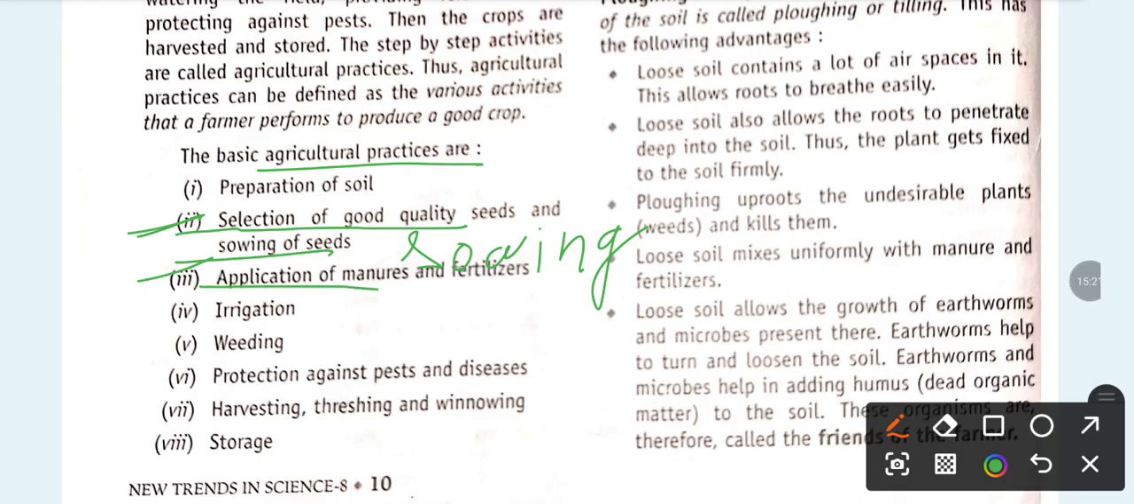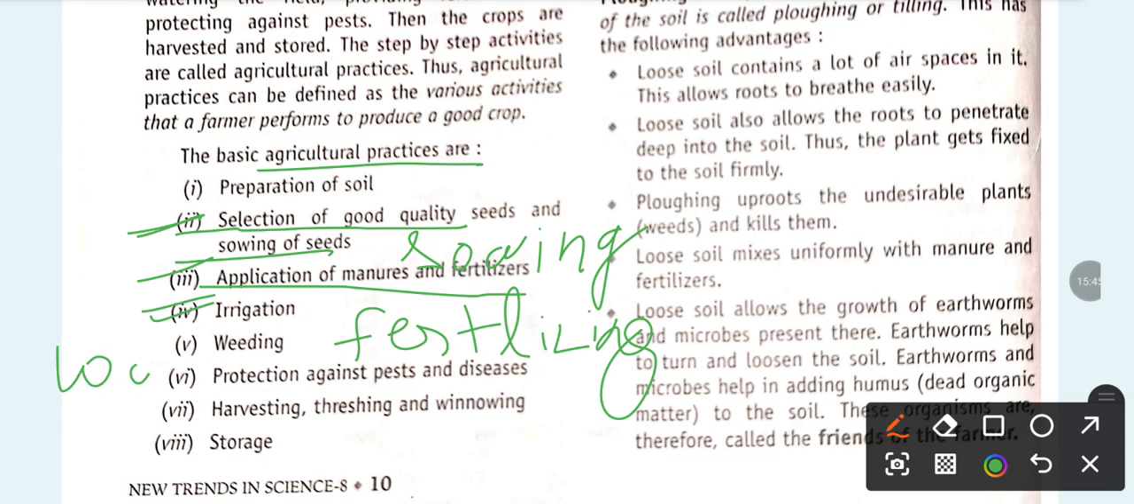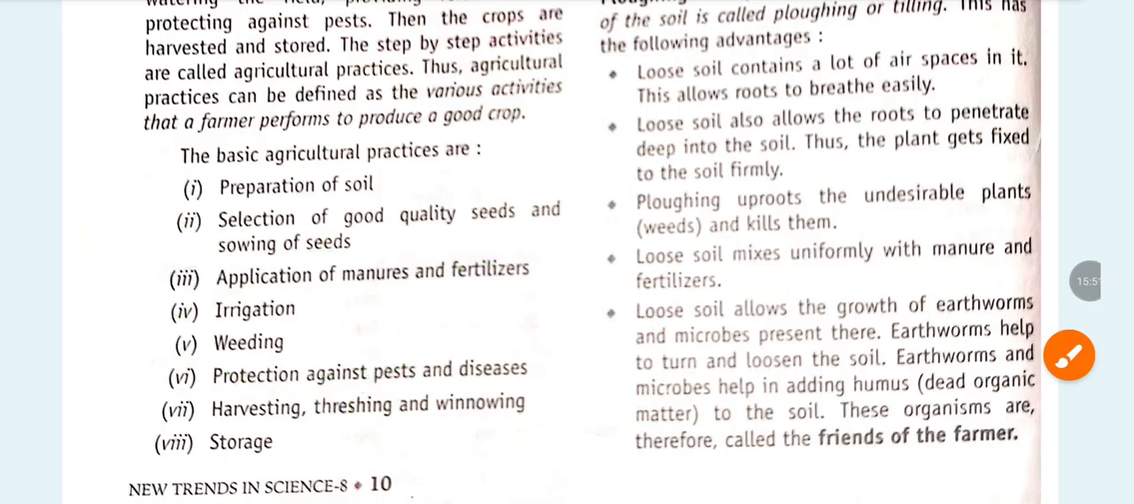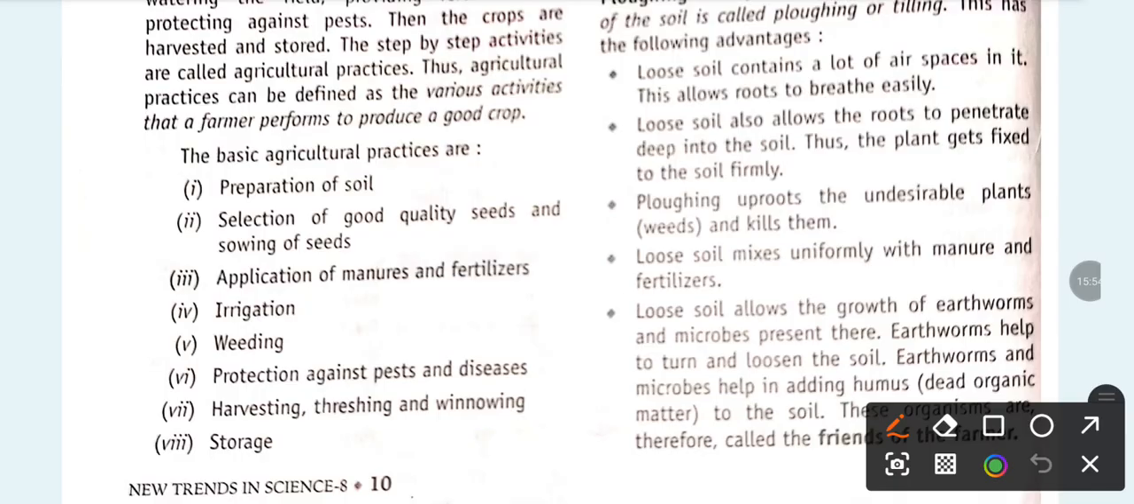Now next is application of manures and fertilizers. This is like fertilizing the field, so it is known as fertilizing. In this process you just have to spread the fertilizer into the field. The next process is irrigation, which is simply watering the field, giving water to the plants or the seeds. Weeding is the process of removing the unwanted grass from the plants which you are growing.